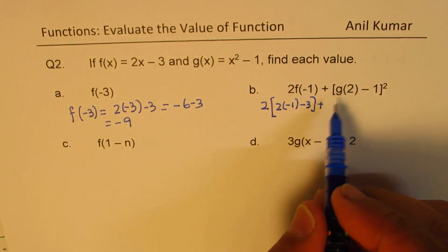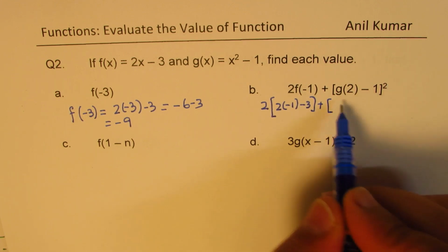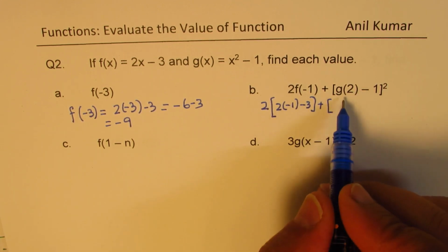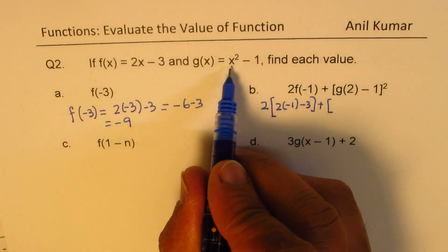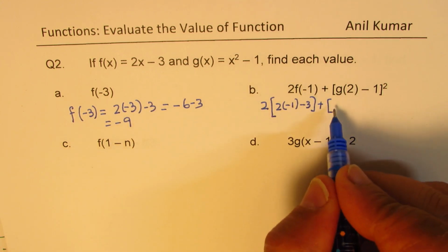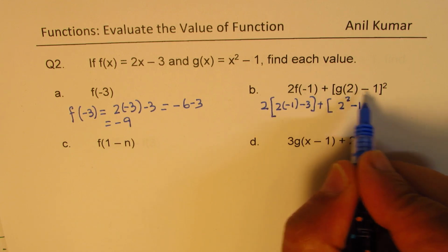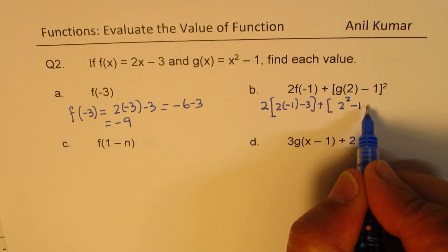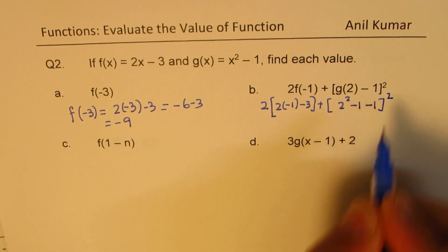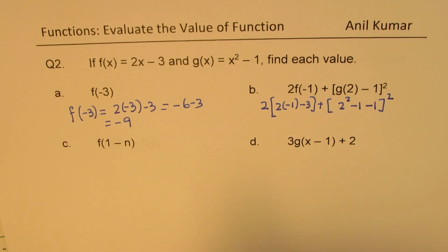Plus, now here we have within bracket square and inside we have g of 2. So this 2 will be substituted in the function g of x. So what you get here is 2 square minus 1. So that is g of 2, right? That is g of 2. And then we have minus 1 and we have to square it. Perfect.